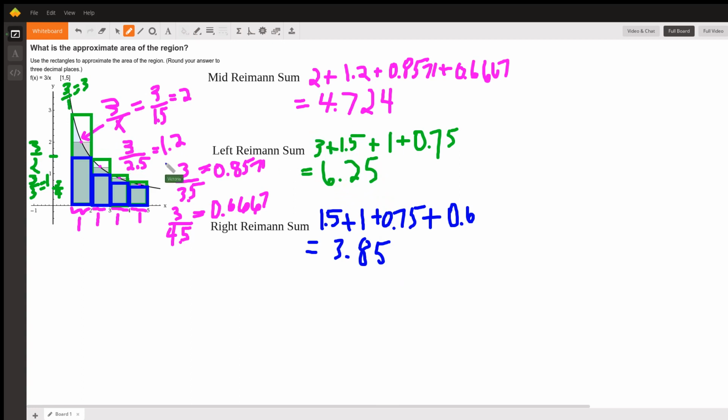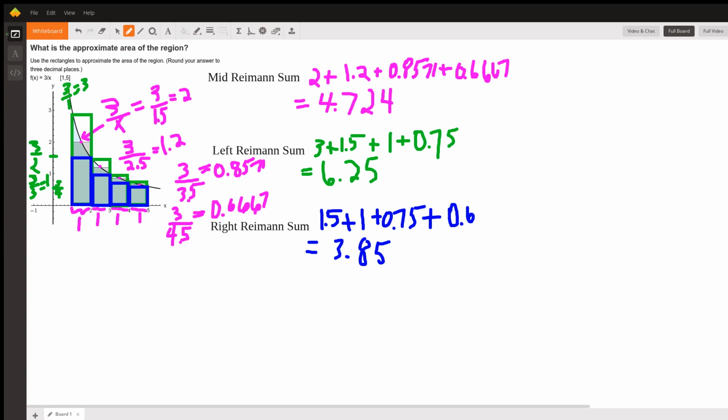So as you would expect, the left Riemann sum is an overestimate. It's the highest estimate. The right Riemann sum is an underestimate. It's the lowest number. And the mid Riemann sum is in between these. And if you really want to know the actual, I better figure that out before I tell you. So we'll just stop here. And I'm not sure which of these approximations your teacher wants you to use, or maybe all 3. Wait, I can tell you the actual.